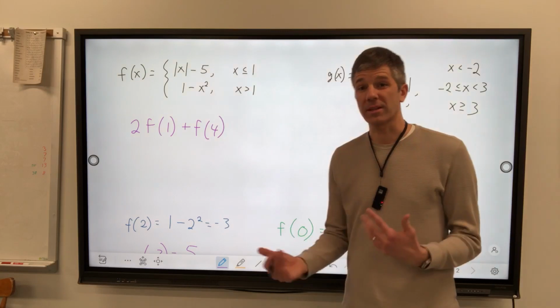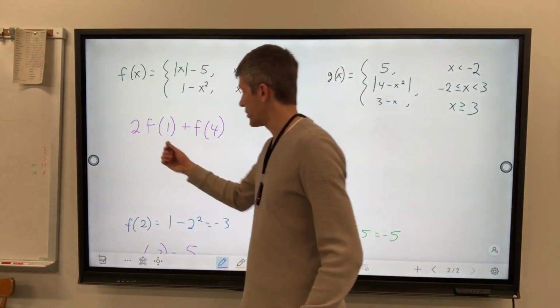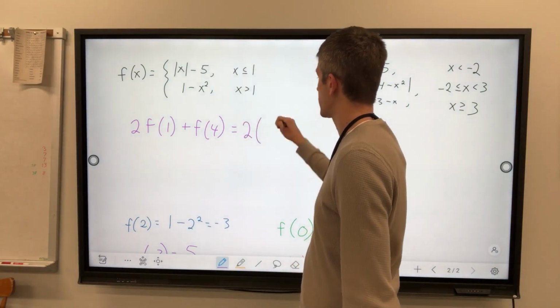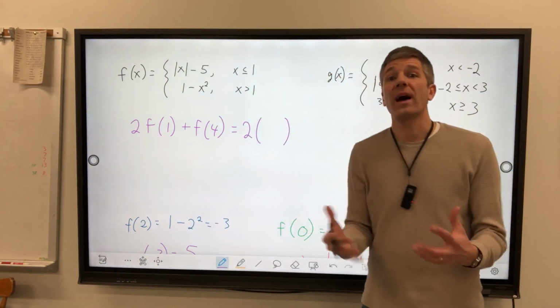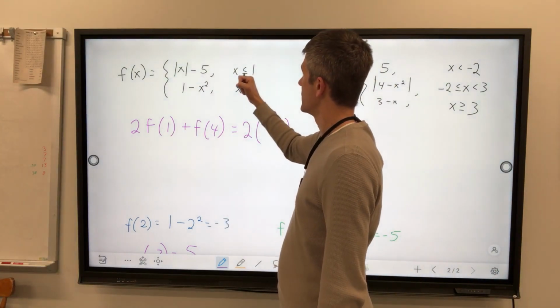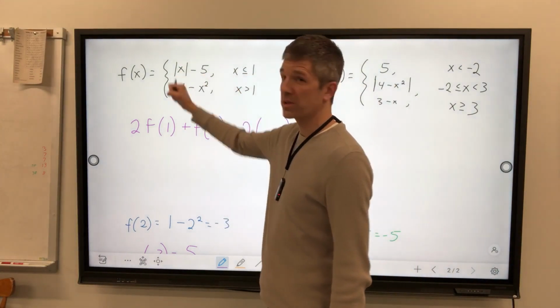Okay, again, not hard, just different looking. So we have a couple things going on here. We have 2f of 1. Okay, well, we're going to have to do 2 of whatever's about to happen. We'll find out what f of 1 is. F of 1, that goes here. So we would have 2 of this with the 1 plugged in.